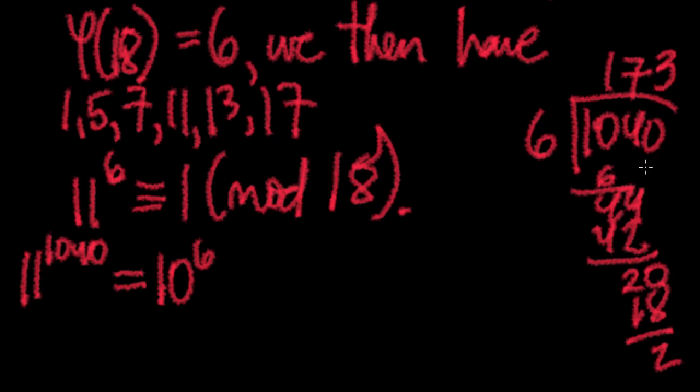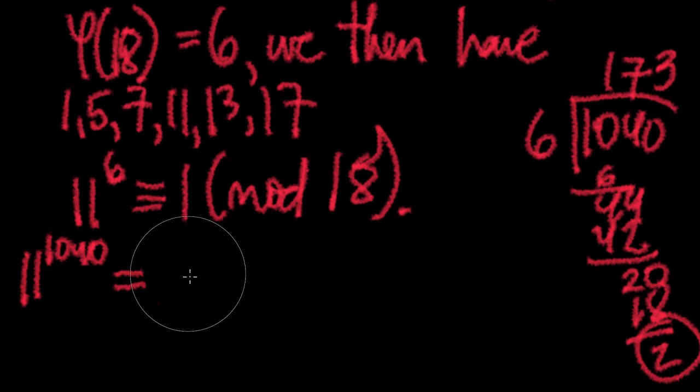Okay. So this is 173 times 6, but it has a remainder of 2. So meaning, let's just find some ways to have this remainder 2 here. So this becomes, sorry, this should be 11. My bad. It should be 11 here. 11 raised to 6.